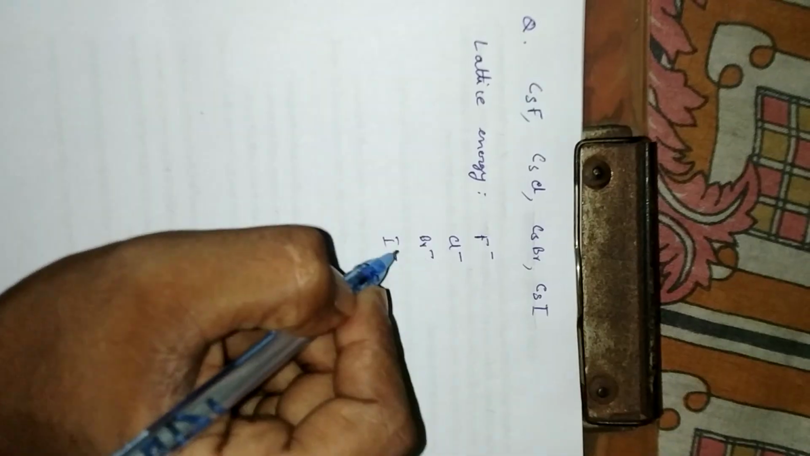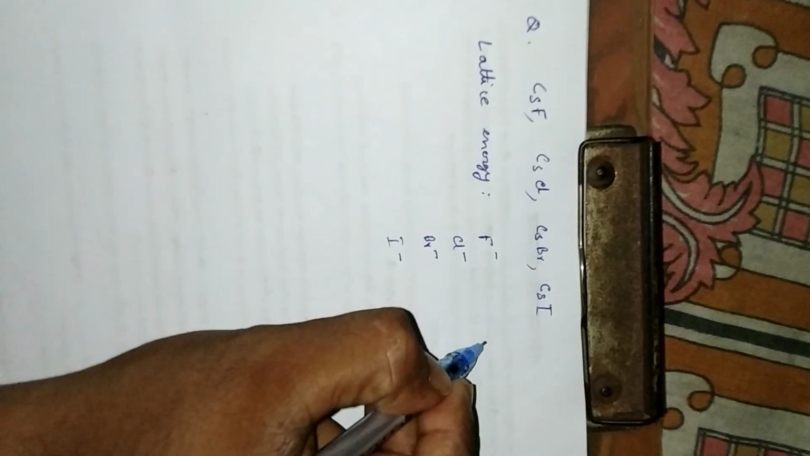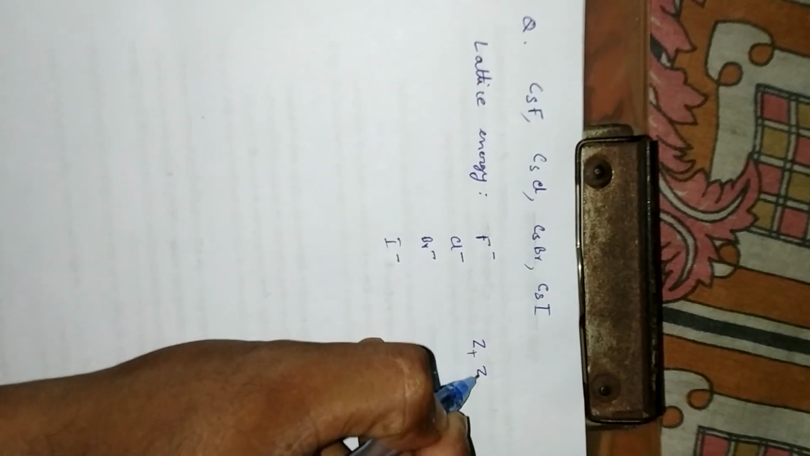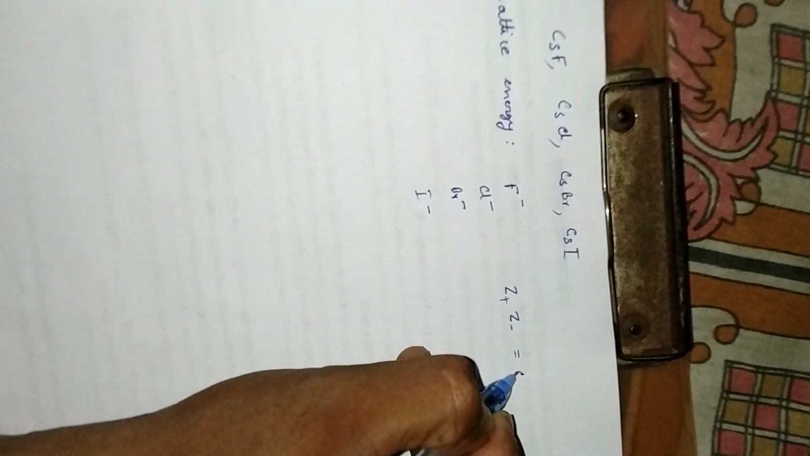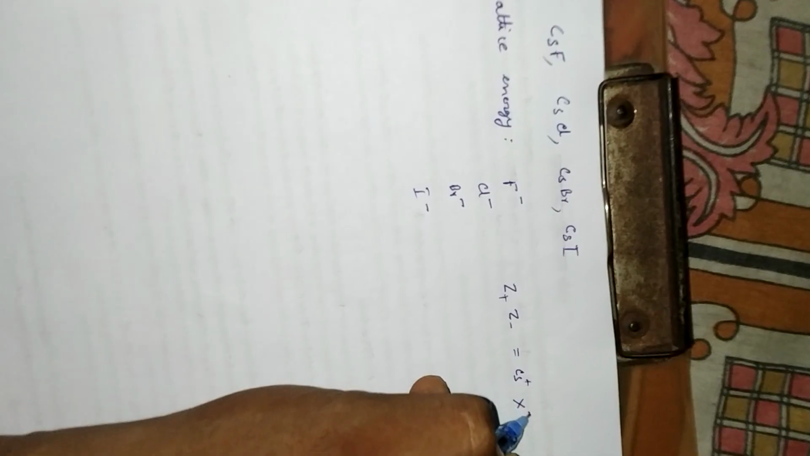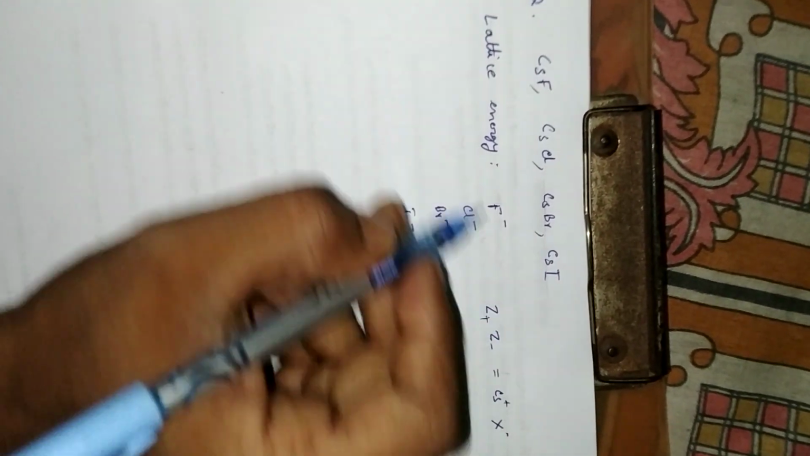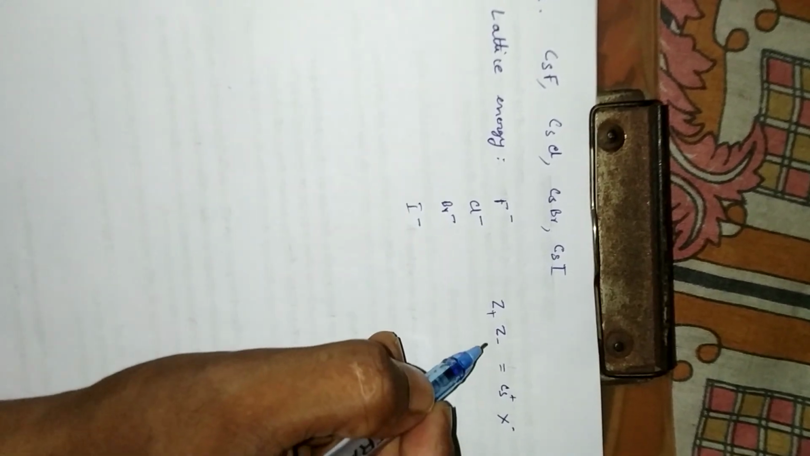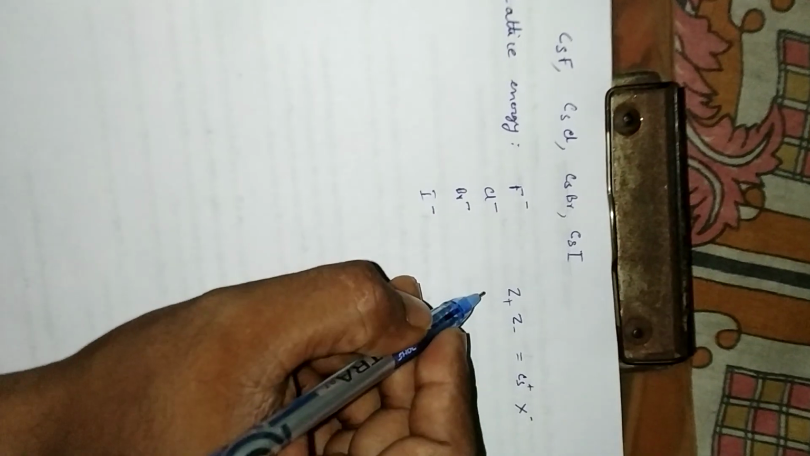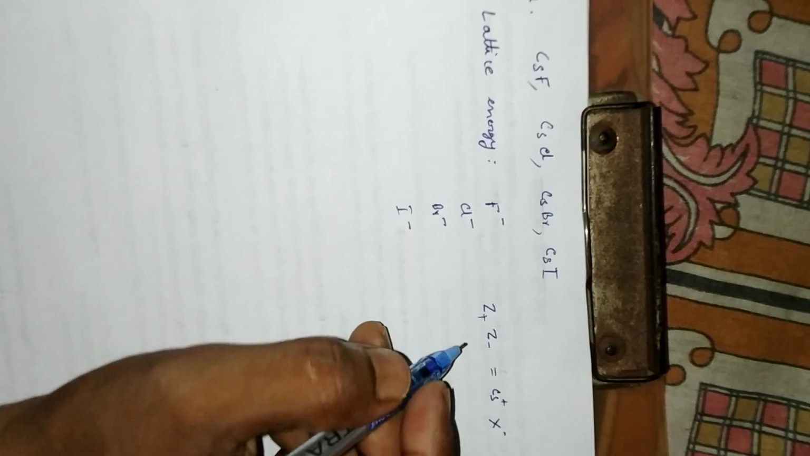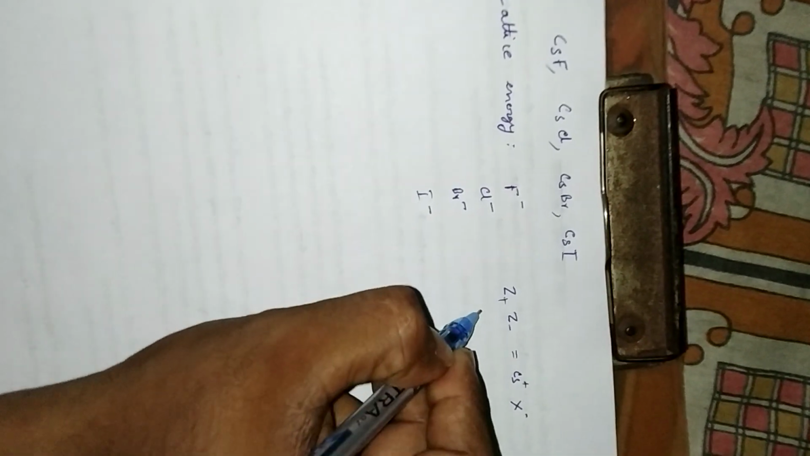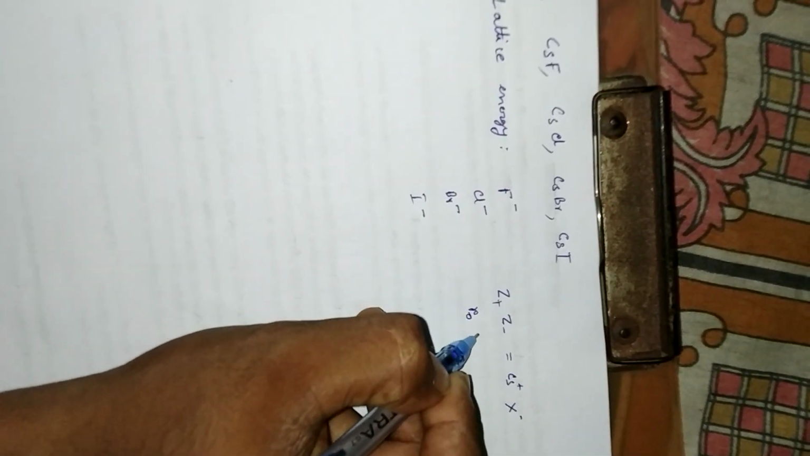Now here Z minus is the same. So Z plus, Z minus, that is in all cases cesium plus 1 and halogen X minus. So the charge is the same, and the lattice energy order cannot be determined from the charge of the ion. So how can we write the lattice energy order? We can write it from the R0 value.